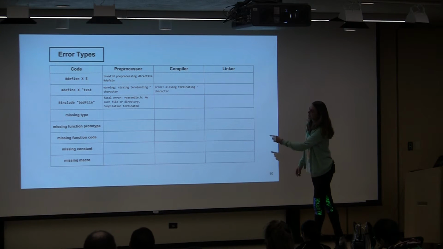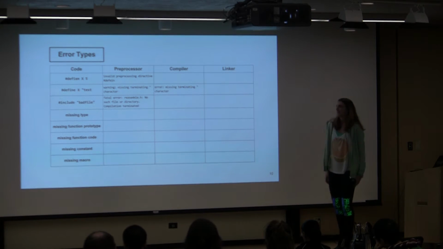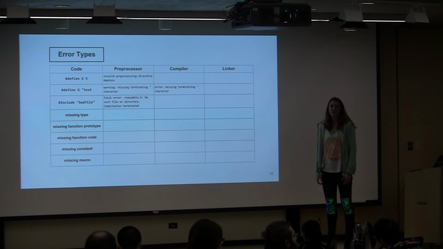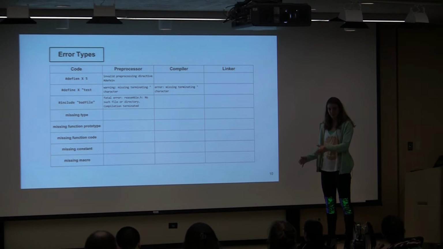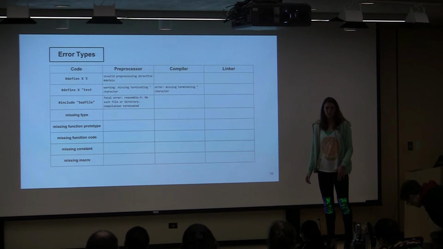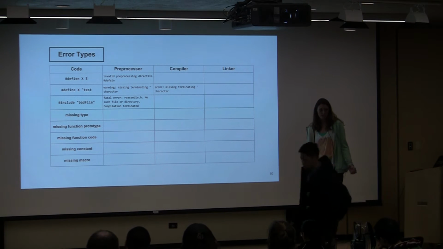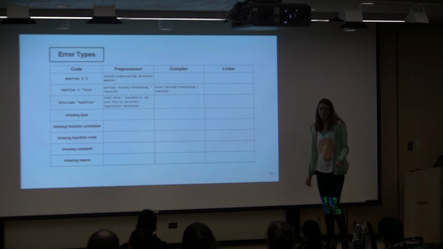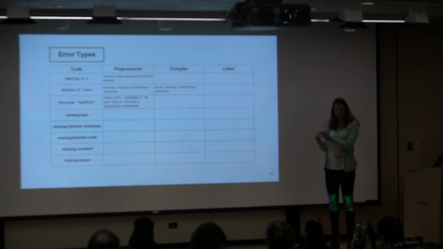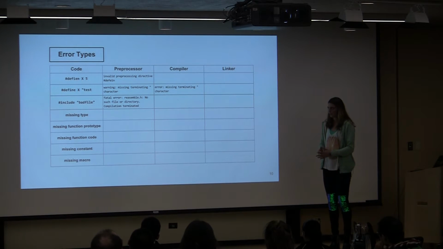Okay, so a missing type. What I mean when I say that is, if you have a for loop and instead of saying int i equals 0, you say i equals 0. So who would catch that? The compiler? Yeah, because it's looking for types to match up, to make sure that you declare all your variables before you use them.